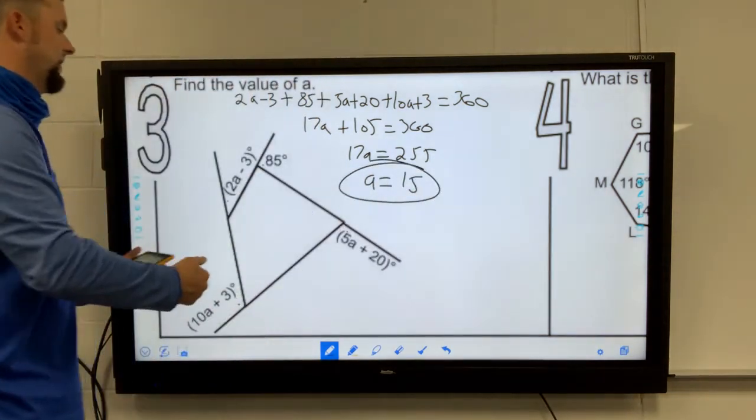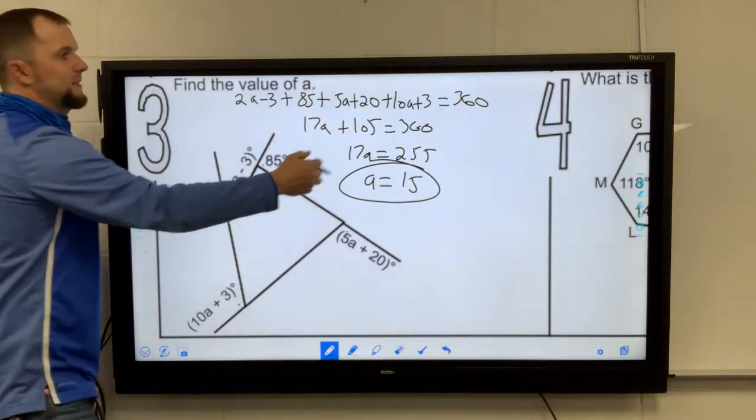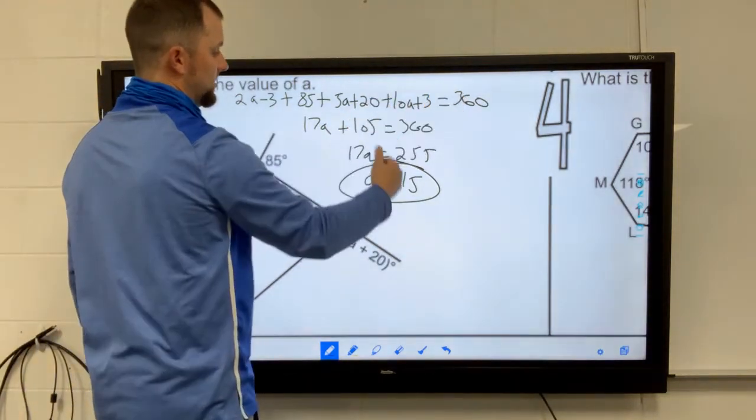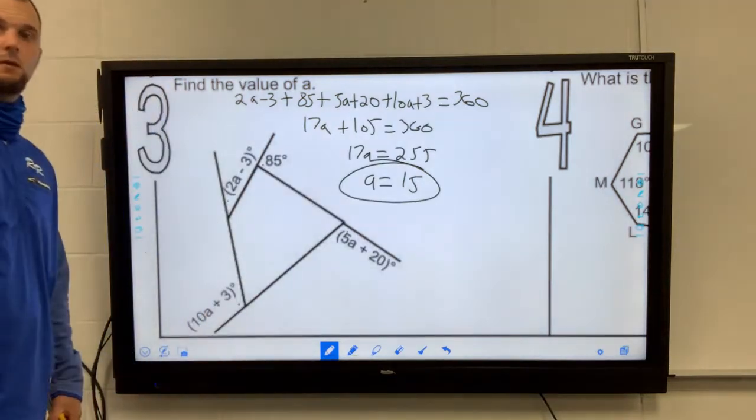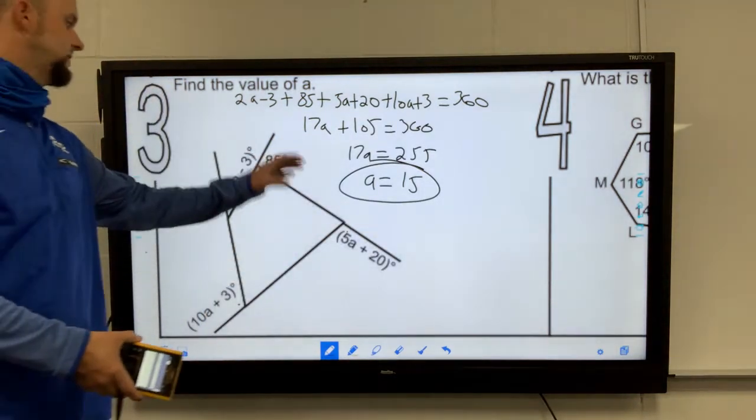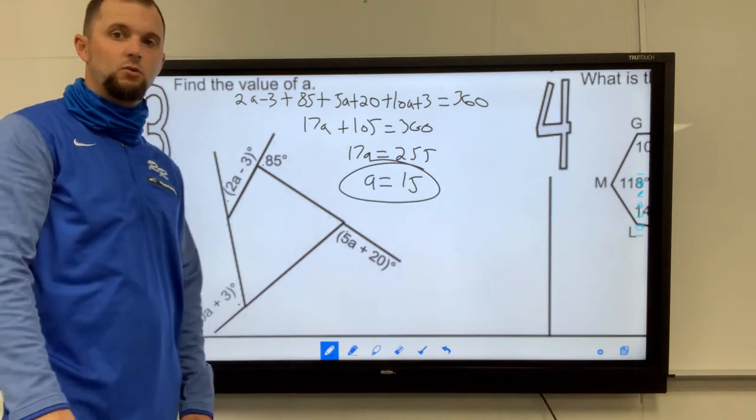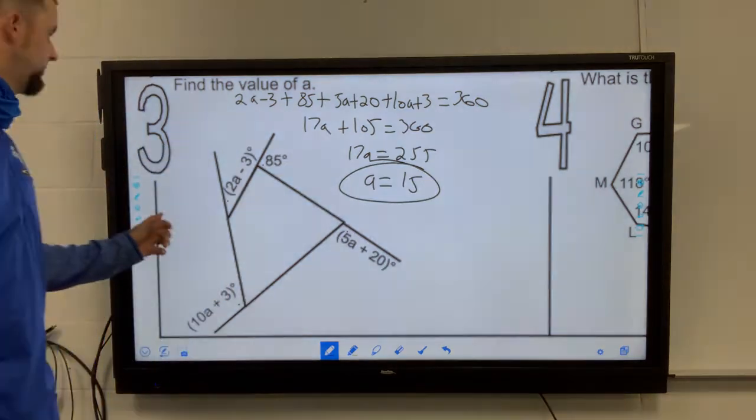So again, ladies and gentlemen, I combined all these angles, and all that's going to be equal to 360, and then I just solved to find what my A is. So again, I use the concept that all exterior angles add up to 360 degrees. So let's jump over to example number 4.